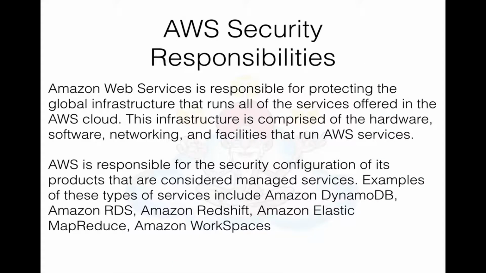Amazon Web Services is responsible for protecting the global infrastructure that runs all of the services offered in the AWS cloud. This infrastructure is comprised of the hardware, the software, the networking, and facilities that run AWS services. AWS is responsible for the security configuration of its products that are considered managed services. So I mentioned infrastructure as a service, and we were really talking about up to the hypervisor level, and then you're responsible for, like EC2, the operating systems. That is the case unless it's a managed service. So examples of these types of services include Amazon DynamoDB, RDS, Redshift, Elastic MapReduce, Amazon Workspaces, etc.